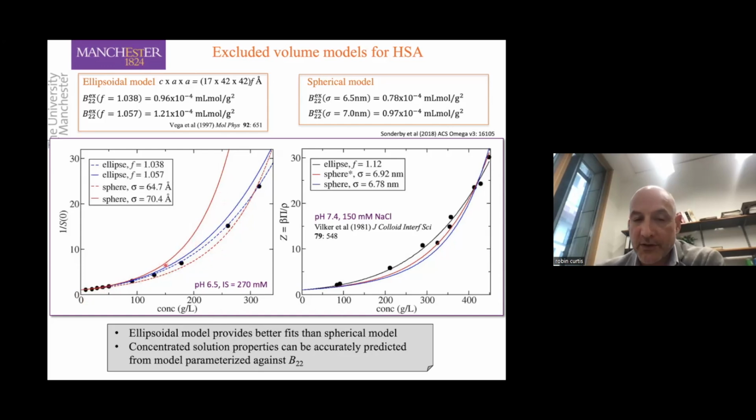And so effectively, if you're going to use a spherical model for an anisotropic protein to capture the behavior over the whole concentration range, and you parameterize it on the dilute solution properties, you're going to overpredict the osmotic compressibility at higher concentrations. And that's why you need to use a smaller size in your spherical model if you want to capture the concentrated solution data.